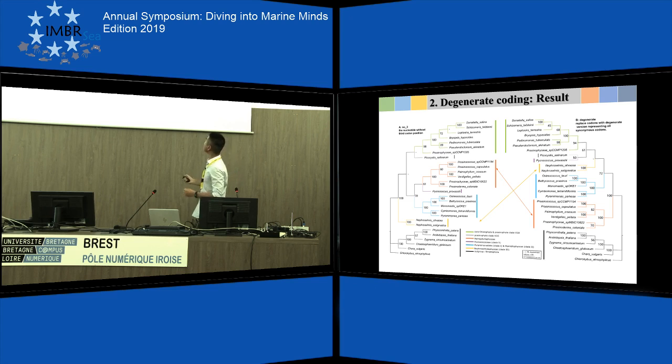And we can see the biggest difference between the two data sets is that their topology is different, but the right side, the result from the new method, is more similar to the previous study, and it got more support in the expected position compared with this removing third codon position method.